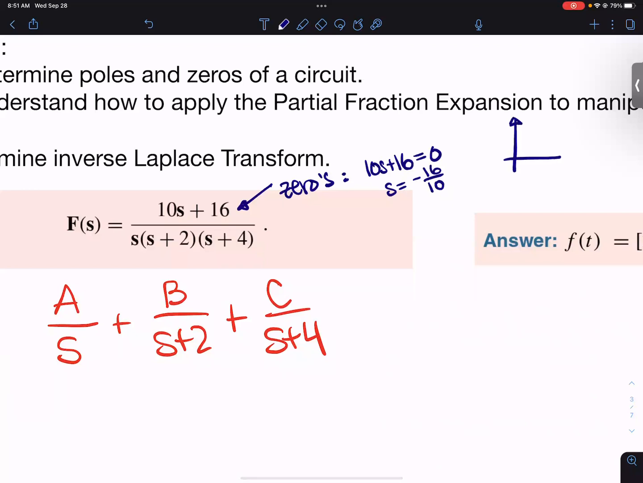So on this graph, that location doesn't have an imaginary part. It will be just right here, and we do a zero at minus 1.6. And we do a circle for zero. And then for the bottom, they're called poles. Where are the pole locations going to be here? s equals 0, -2, and -4. Correct.